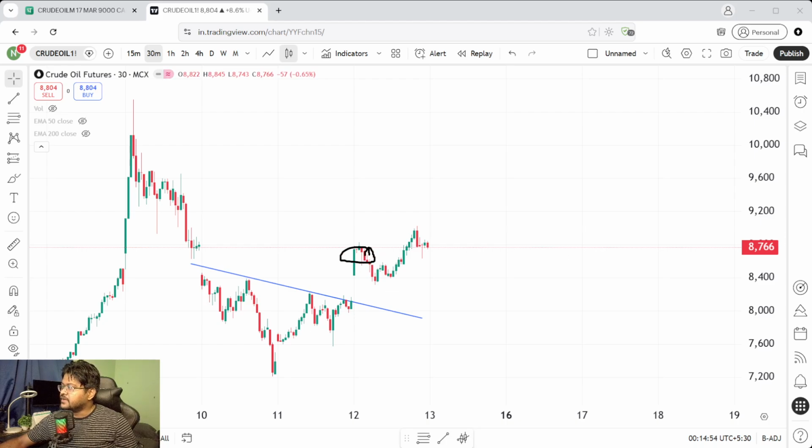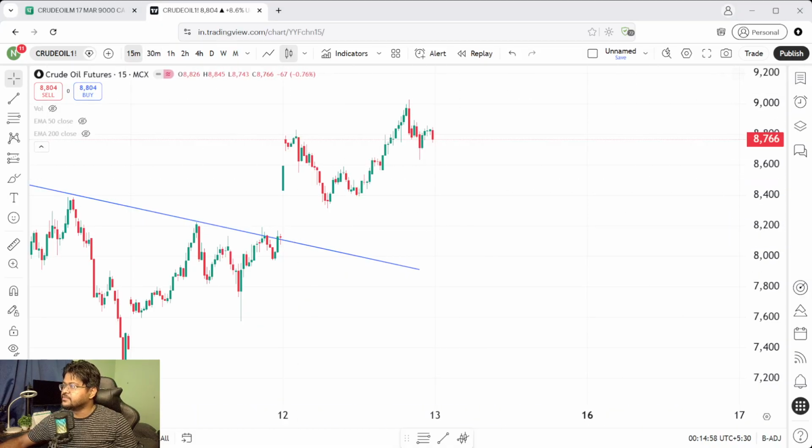Let me mark it by going to the lower time frame. Let me go to the 15 minutes time frame. My entry was around here. It's not the perfect one. The perfect one would have been after the formation of this pattern, somewhere around here I could have captured it at a lower price.